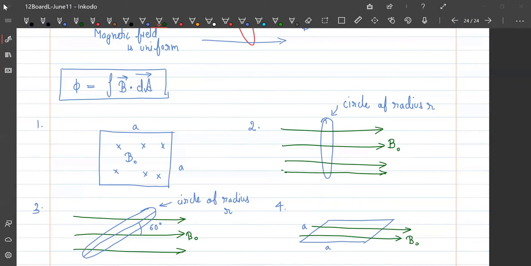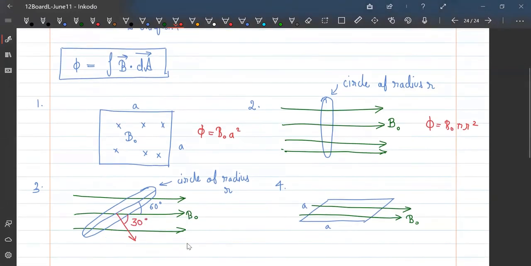So answer for the first one is B naught into A square. Flux for this would be B naught into A square. And for this, it will be B naught into pi R square. Here, the area vector is perpendicular to the area, so the angle with the area vector is 30 degrees. So in this case, the flux will be B naught pi R square cos 30, not cos 60. So this will be root 3 by 2. And in this case, of course, area vector is perpendicular, so angle is 90 degree. So it will be cos 90, and the flux in this case will be zero.